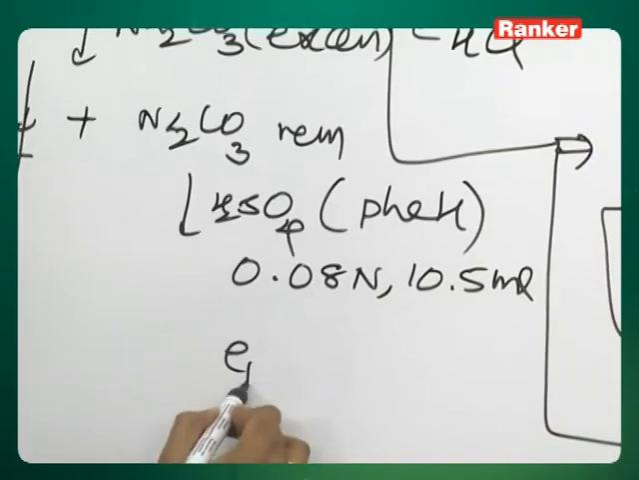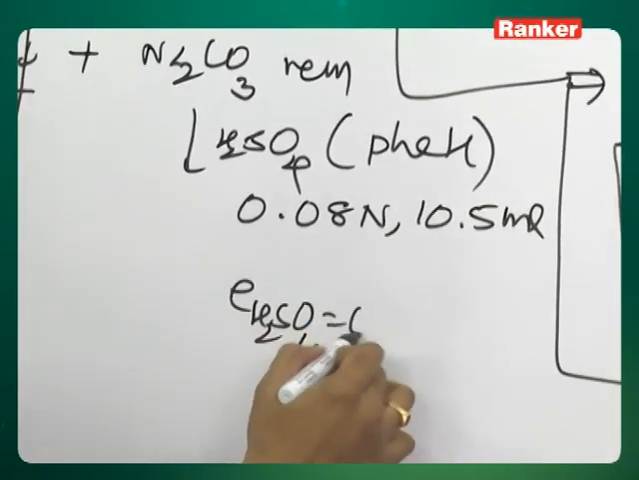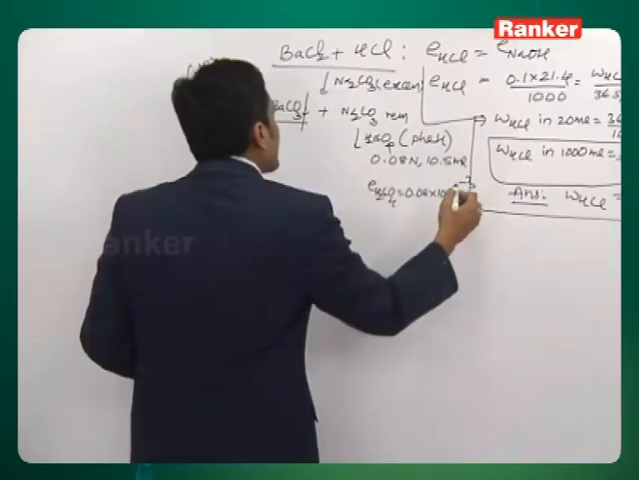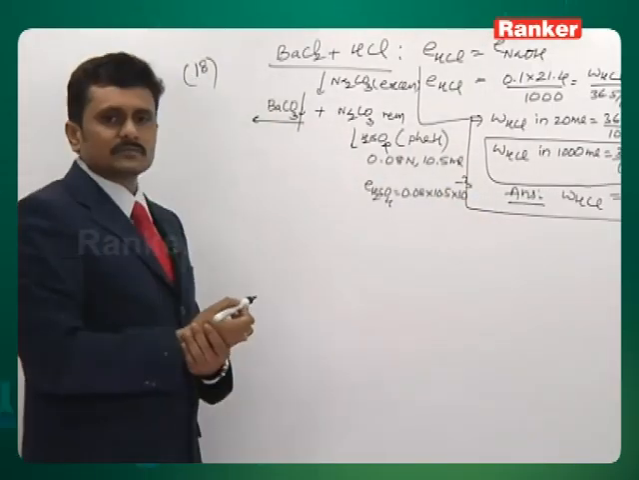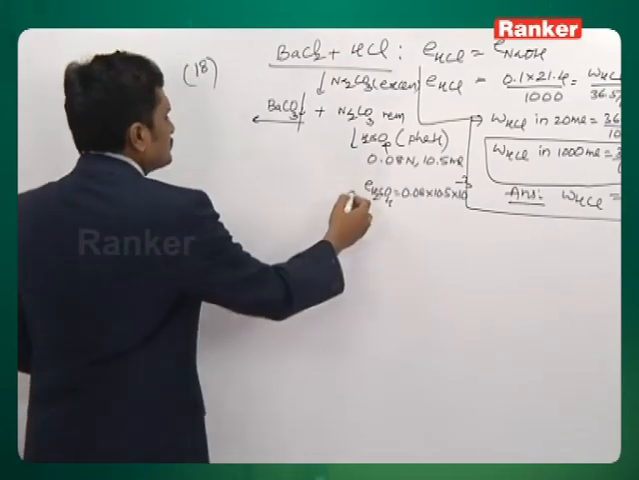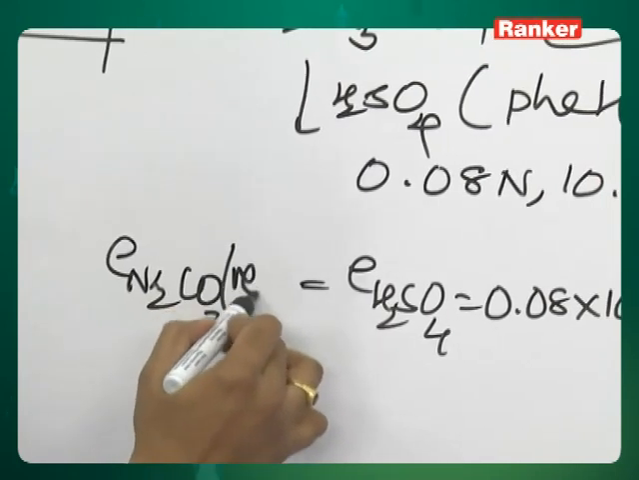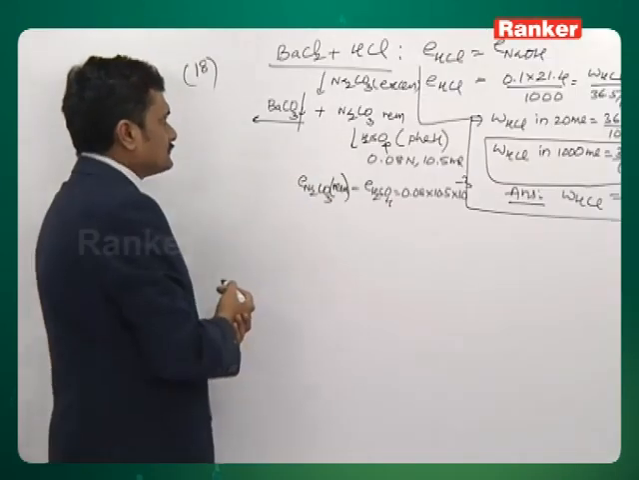milliliter. Hence you will be writing the gram equivalence of H2SO4 is equal to normality into volume in liter. So these are the gram equivalents of H2SO4 that has reacted with Na2CO3, and nothing but the equivalents of Na2CO3 that are remaining in the solution.